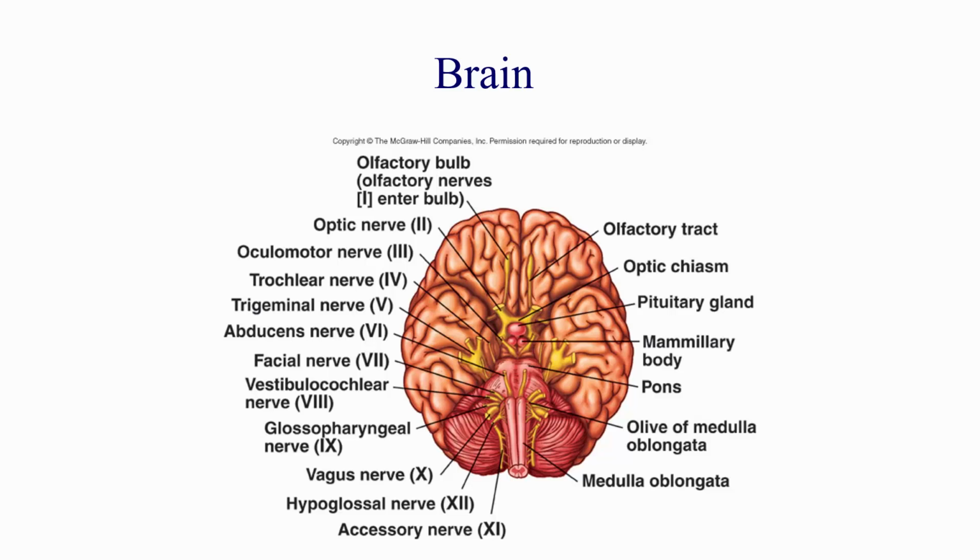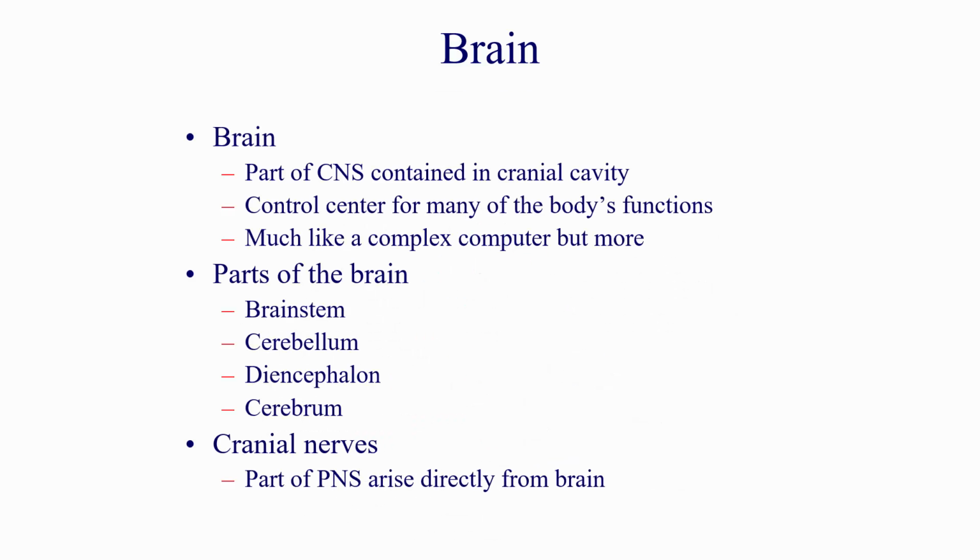In this lecture, we're going to look at the brain. Now, the brain is part of the central nervous system contained in the cranial cavity of the skull, and it's a control center for many of the body's functions. And it acts like a very complex computer, but a whole lot more. Now, the parts of the brain include the brain stem, the cerebellum, the diencephalon, and the cerebrum.